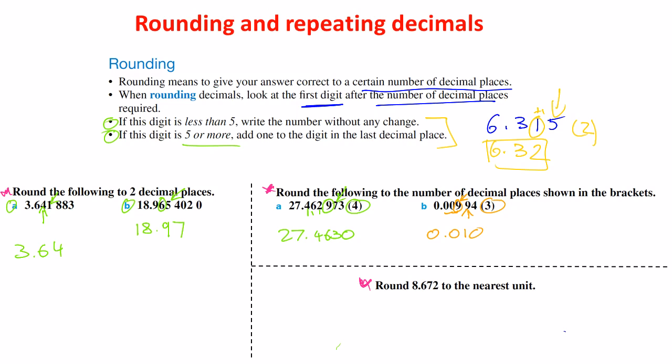All right, so let's go on to this third one: round 8.672 to the nearest unit. The unit is this one. So we're not looking at the decimal place, we're looking at the unit. That means I look at the 6. The 6 is above 5, so I have to add 1 to that. So my answer is going to be 9.